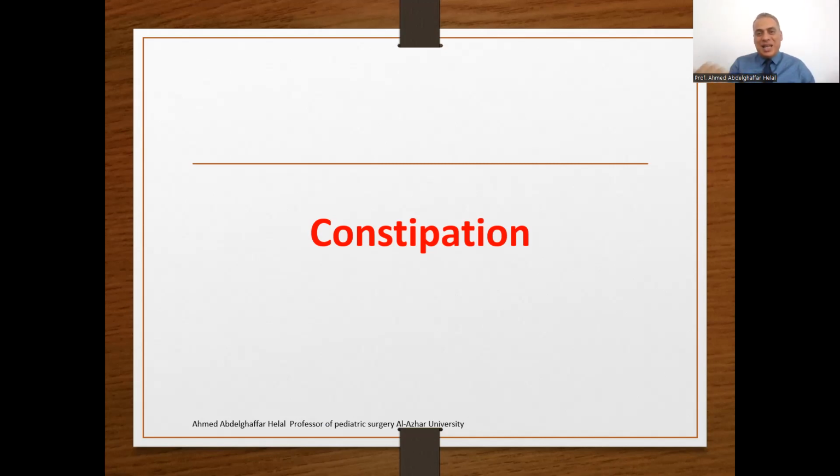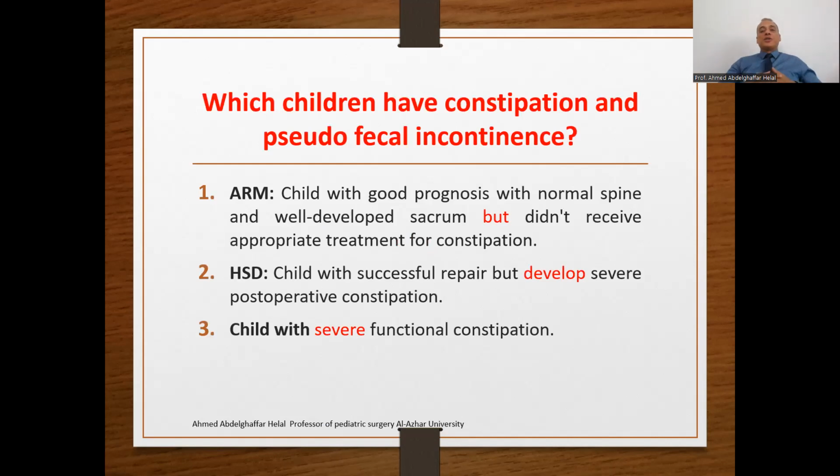And we said that a child with true fecal incontinence may present with a tendency for constipation, or with a tendency for loose stool. The most difficult job for the pediatric surgeon is to differentiate true fecal incontinence with constipation from pseudo-incontinence. Both children are constipated and present with soiling. This is a major challenge. We will speak about it. Which children have constipation and pseudo-fecal incontinence?